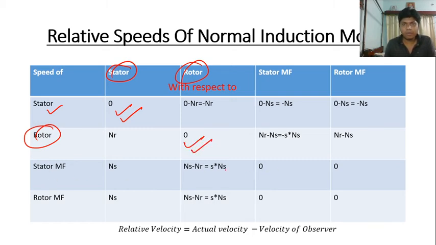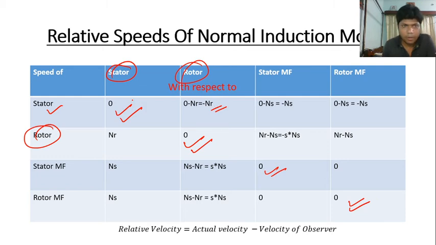And similarly, speed of the stator magnetic field with respect to stator magnetic field is 0, and speed of the rotor magnetic field with respect to rotor magnetic field is 0, right? Now next is the speed of stator with respect to rotor. When we subtract the speed of the stator and rotor, that will give the value of this.